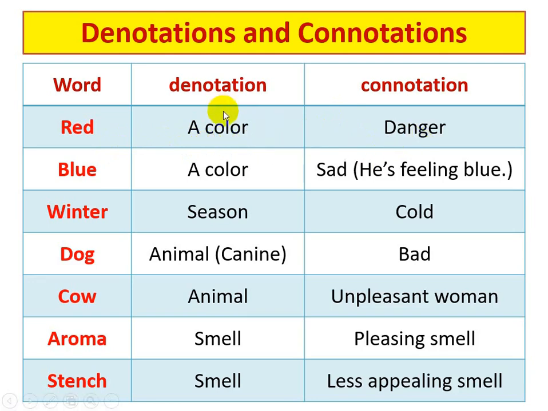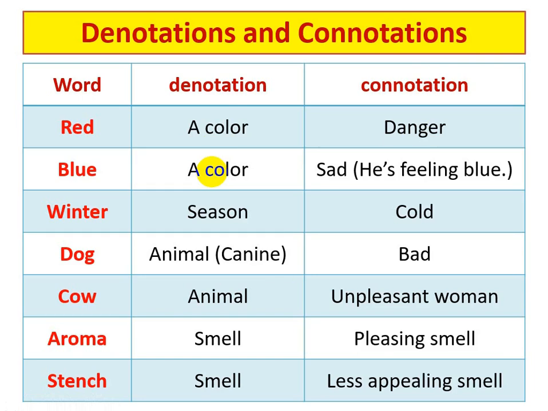So the denotation of the word red is the red color, as you know, and this can be found in the dictionary. And the connotation, I mean the secondary meaning of the word red, is something like danger, among others. What about the word blue? The word blue too indicates the blue color, and this can be found in the dictionary.